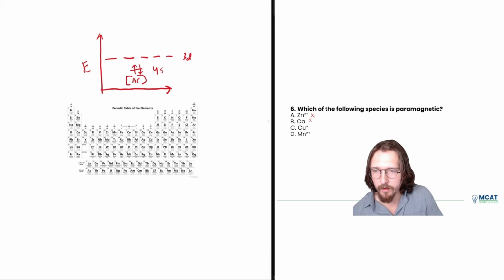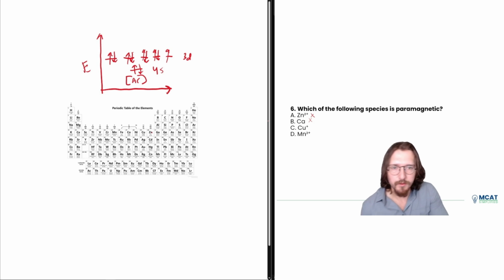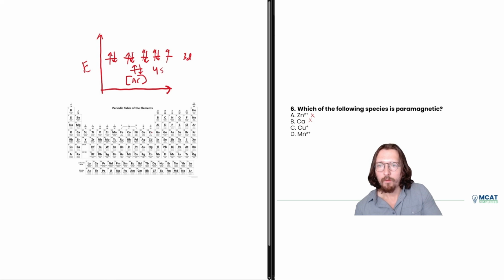And then we have copper 1+. So let's get up to copper: 1, 2, 3, 4, 5. And then we're going to keep filling these. That's iron, and then cobalt, and then nickel, and then we get to copper. Oh, sorry, how many electrons is this? This is going to be 9 and 11. So 1, 2, 3, 4, 5, 6, 7, 8, 9, 10, 11.